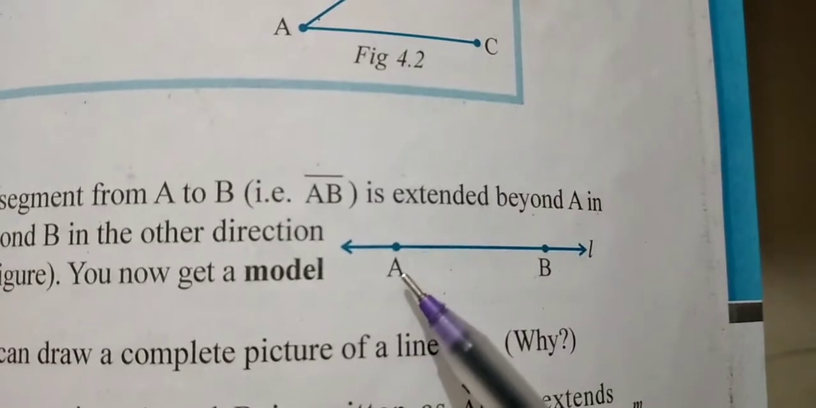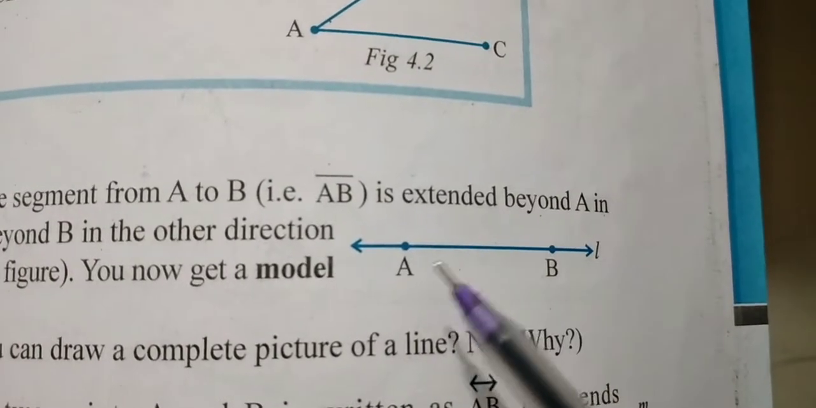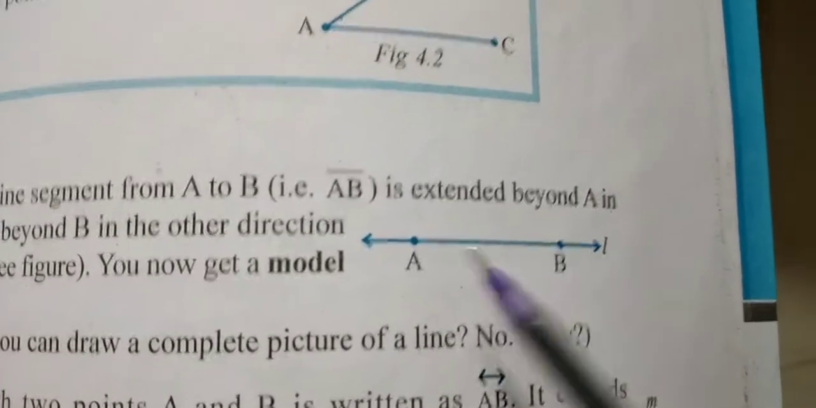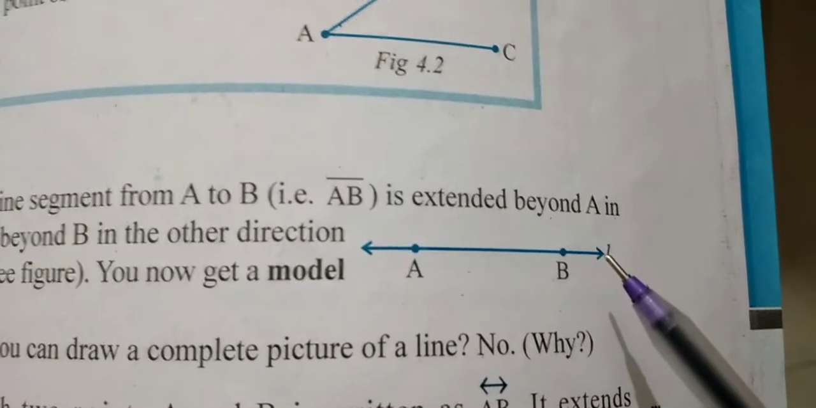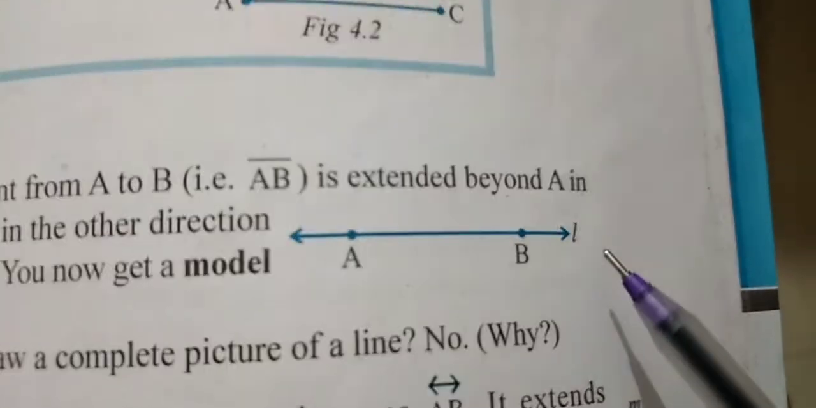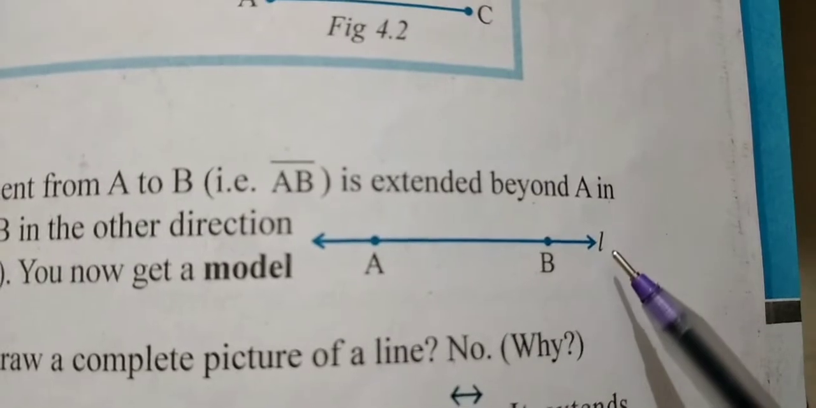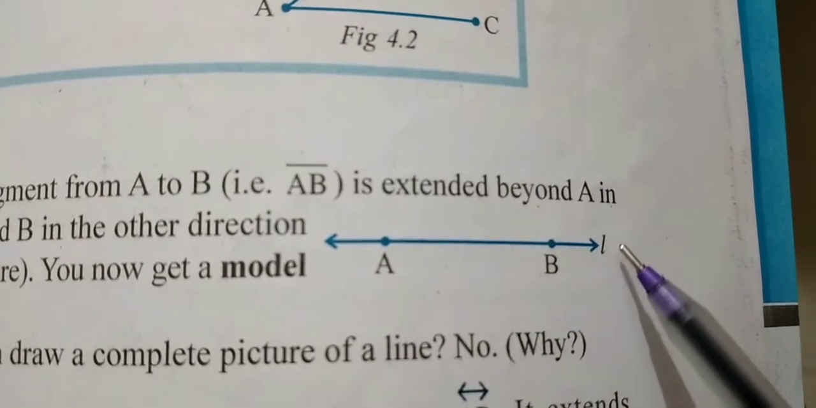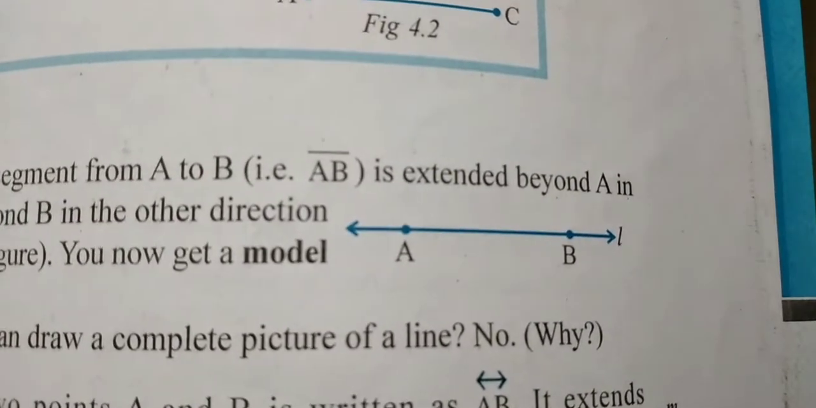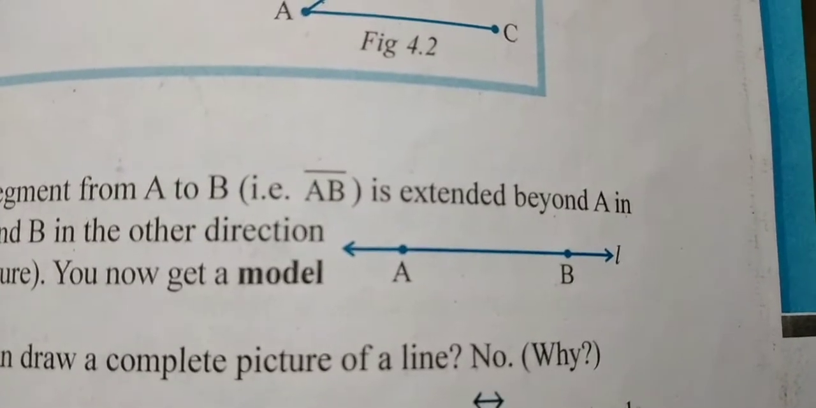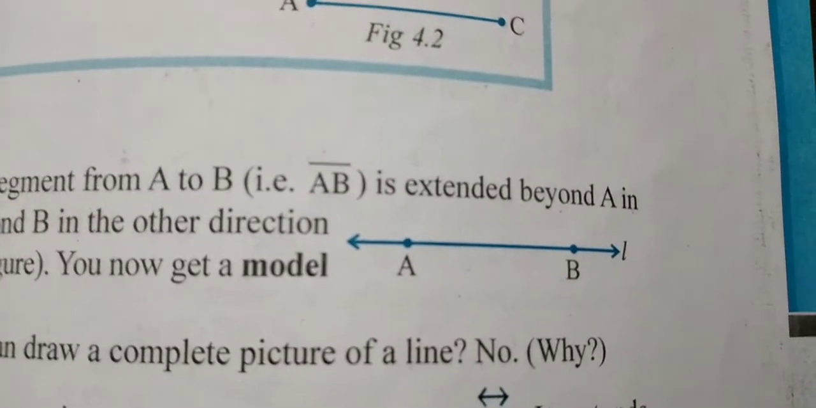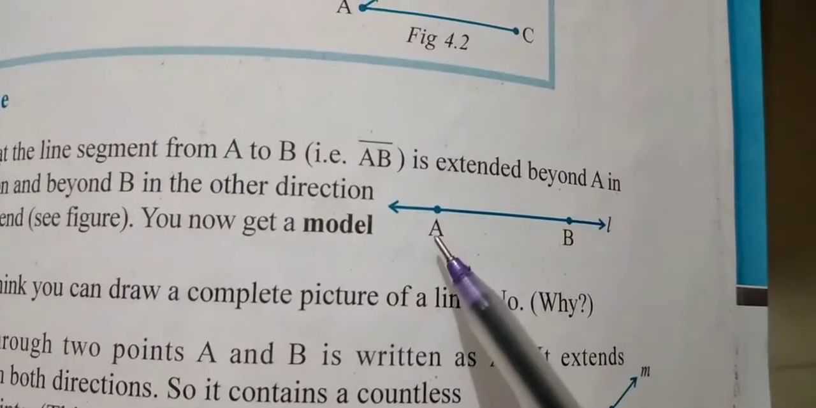We have just named the two ends. There are no endpoints of a line because it extends infinitely on both sides, and we can name it as small letter l or small letter m. A single letter can be used for representing a line, or we can give a name like this, line AB.